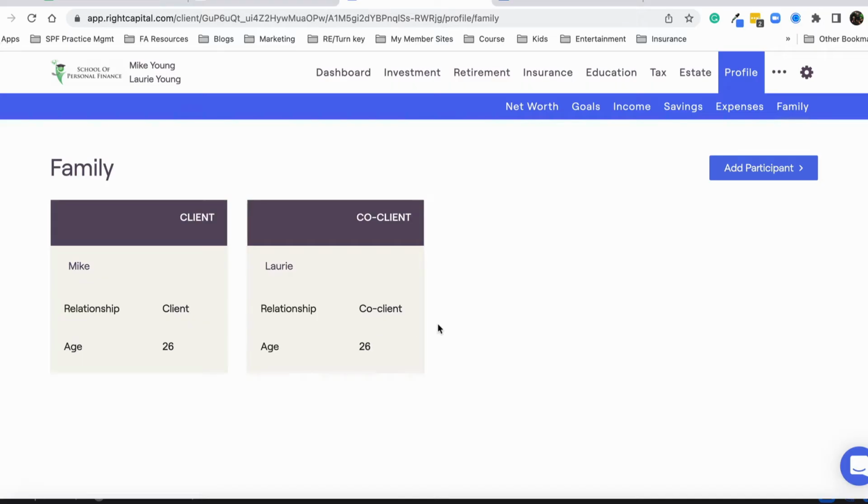Let's get into it. All right, so we have Mike and Lori Young, and now they are both 26 years old, recently married, newlyweds, and looking to get their financial plan together. So we're going to start over at their net worth statement.